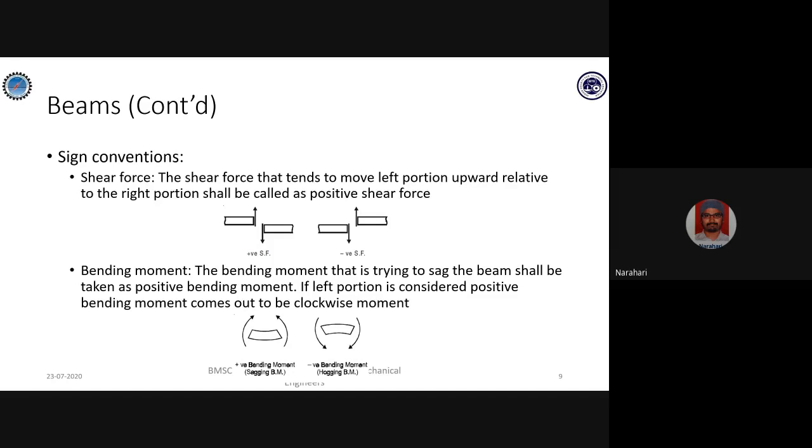Transverse loads. Yes, thank you, Chandramohan sir. That's actually transverse loads. Lateral is taken in that sense only. Thanks for correcting me.